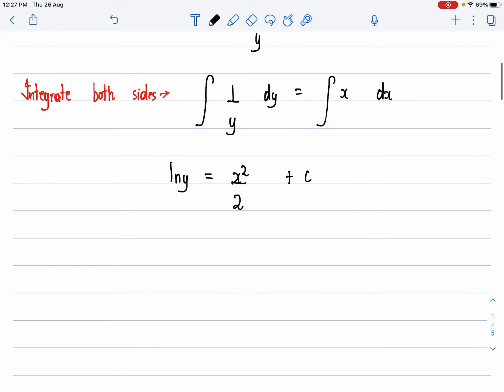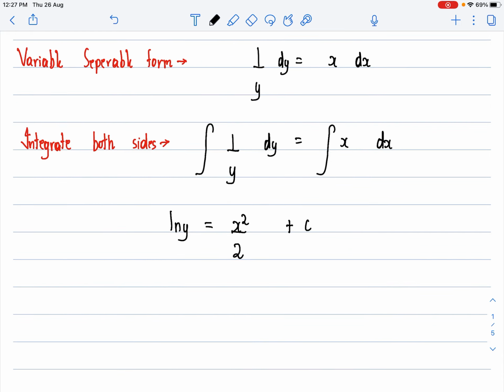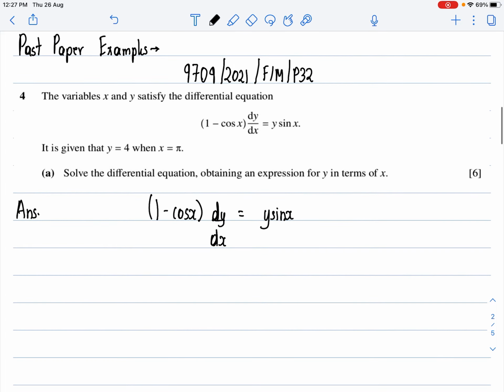So I have two examples from the past paper, which we'll now be solving. This is the basic concept which you need to know. This chapter is totally based on integration and further integration, so you need to have those concepts really strong. Now let's go to the past paper examples.